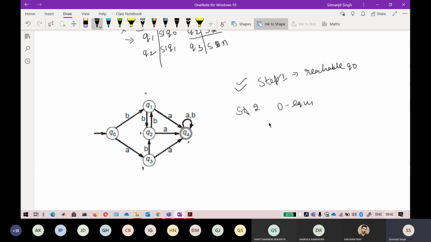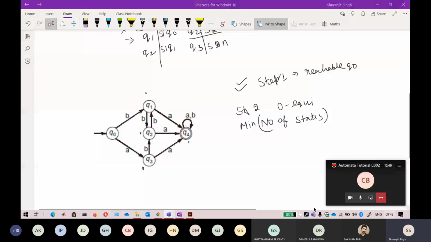Just tell me the minimal number of states after minimizing this automata. So just solve it. I think we have enough time. You can easily solve it and tell me the answer here. Post your solution in the chat box.